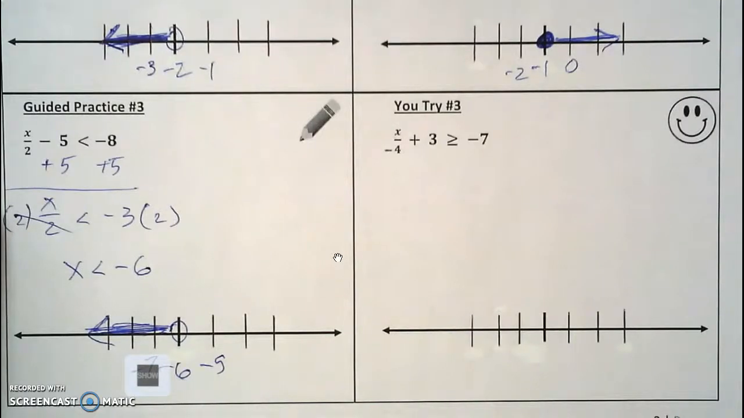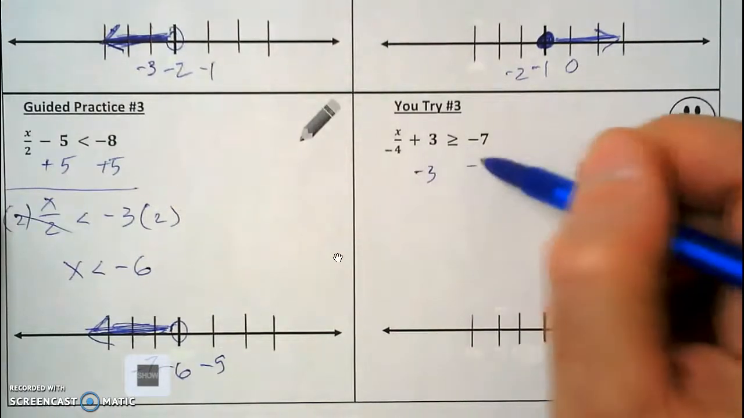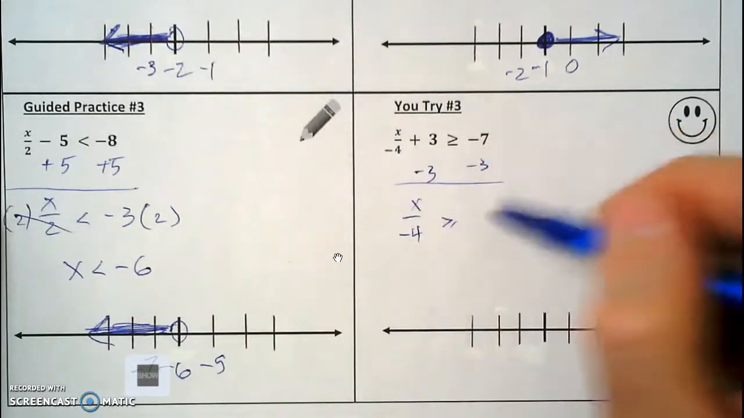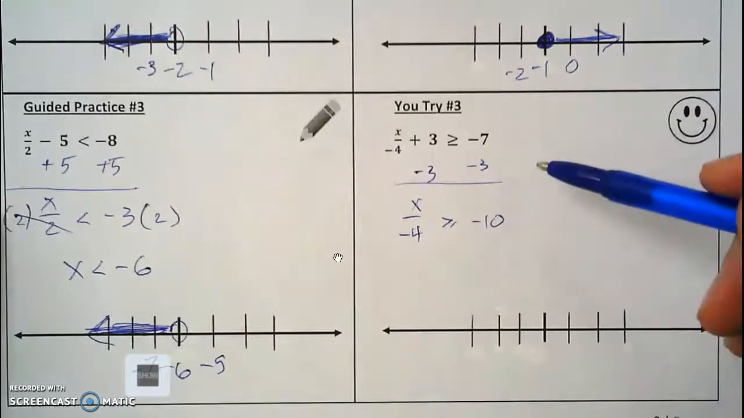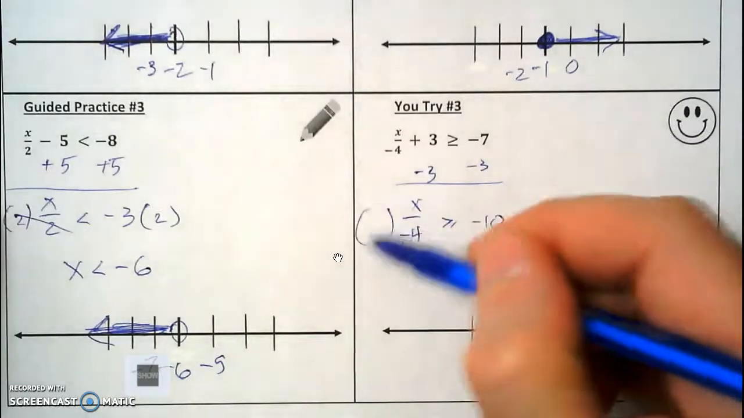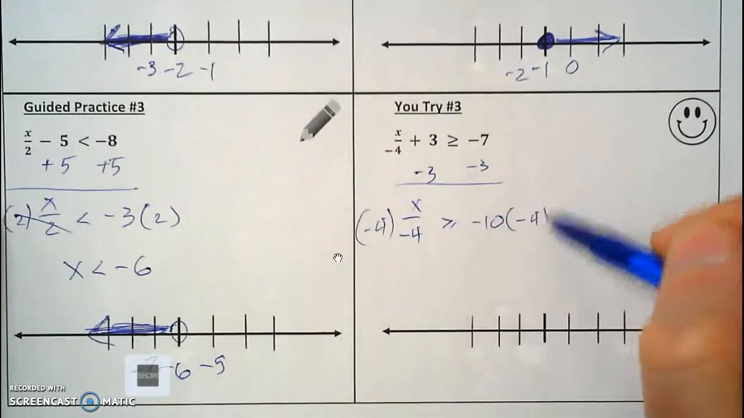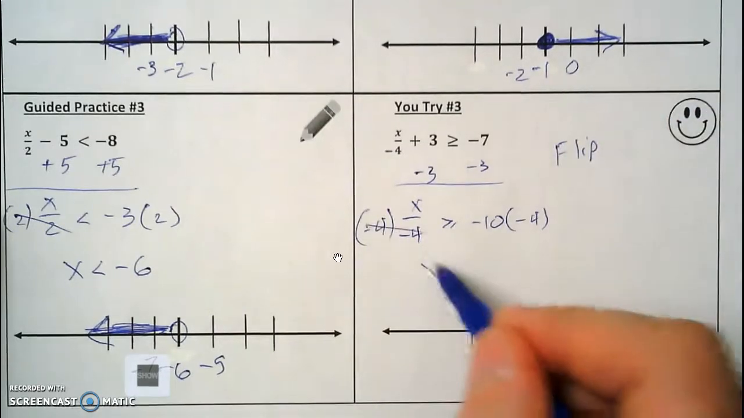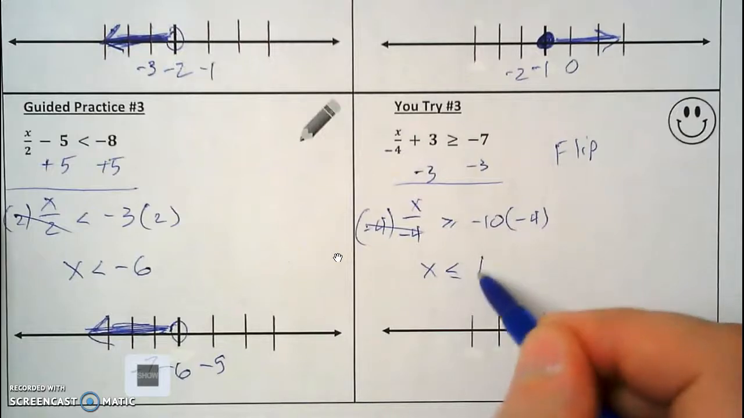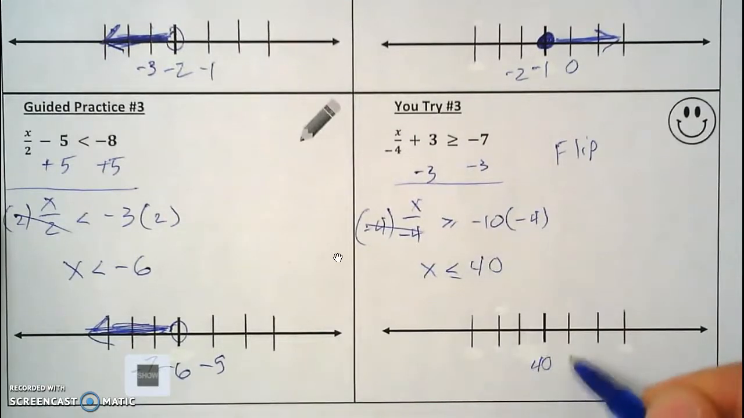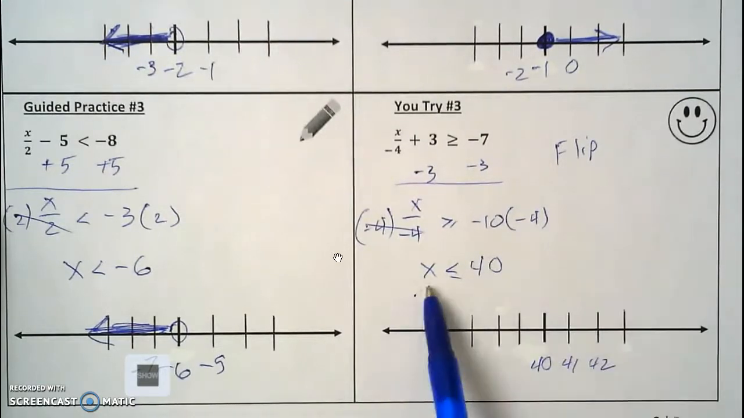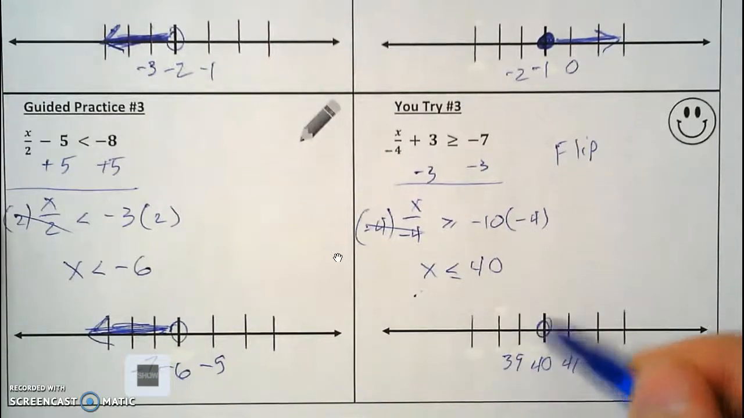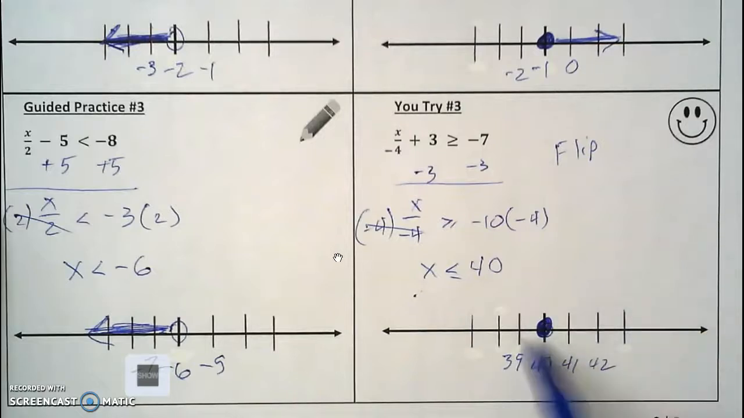You try that one, and I'm sure it'll make you very happy as the smiley face shows. And the notes will be done. All right, -3 and -3. X over -4 greater than or equal to -10. And multiply by -4. See, I'm multiplying by negative. This one will flip. That's the only thing you really have to pay attention to. The rest of it's just routine solving. Okay, so I'll put 40 there, 41 here, 42 there. All numbers less than or equal to 40 will be all these numbers to the left, and including 40.